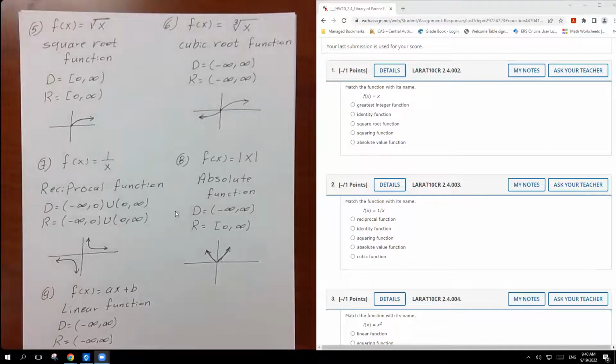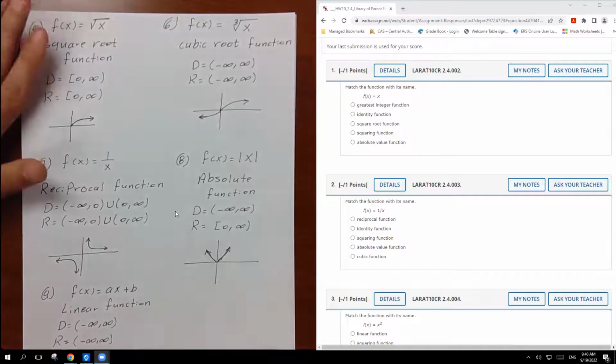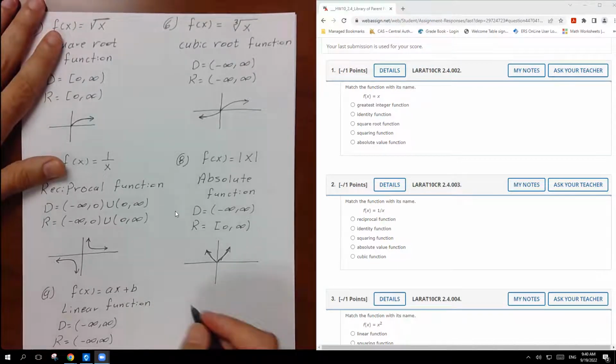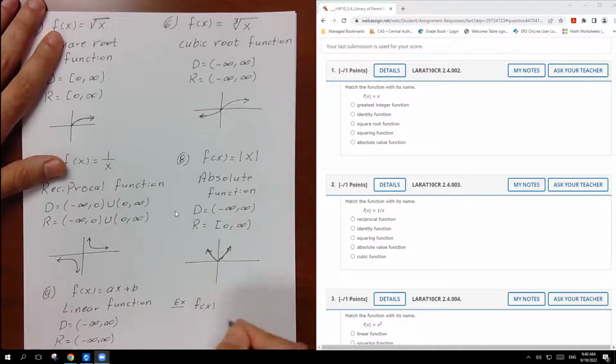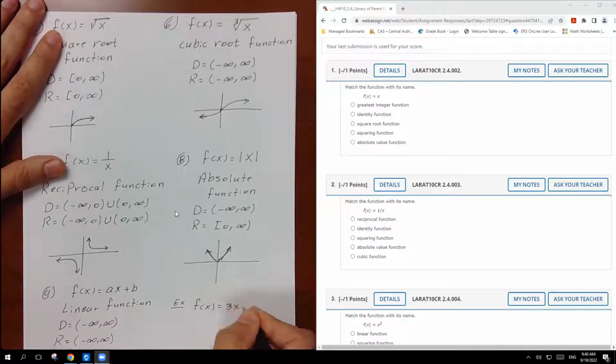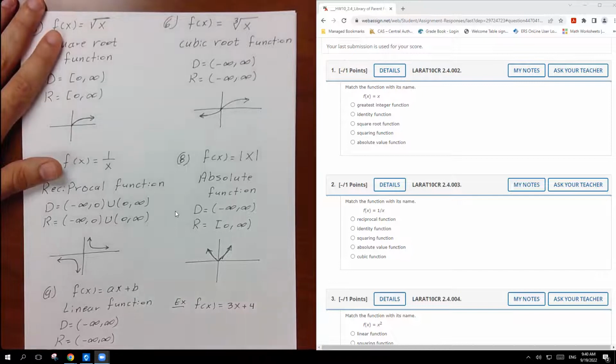And we can't graph this one because we have to choose a function. So it's easier to graph. For example, this function is f of x equal 3x plus 4. This is a function, a part of the linear function.